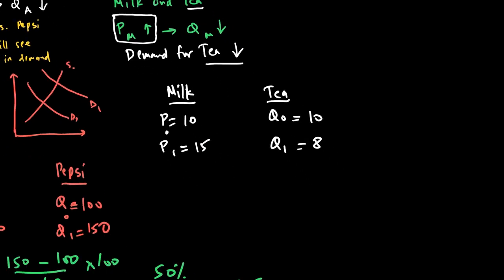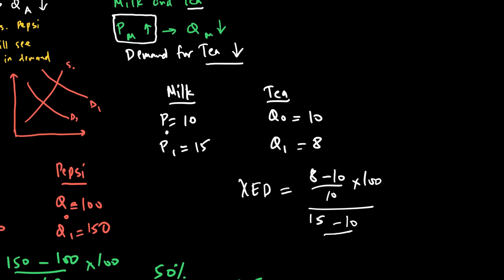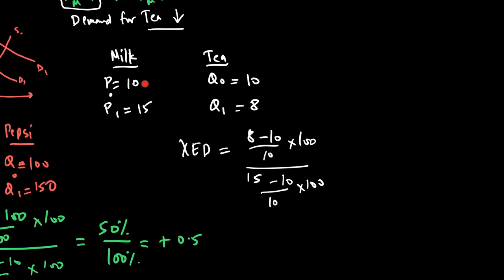So how do I find out our XED? Again, new minus old over old times 100. So 8 minus 10 over 10 times 100, and 15 minus 10 over 10 times 100. So we need to be careful, by the way, of making sure that we always use a new value minus old value. So that's 8 minus 10 is minus 2. Minus 2 over 10 would mean minus 20%, over the denominator of 50%, so that's minus 0.4.